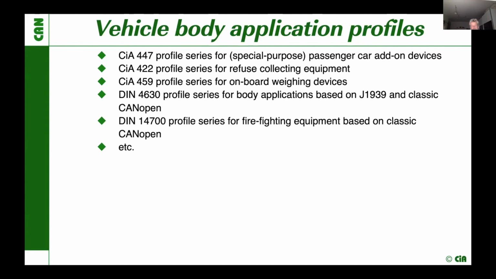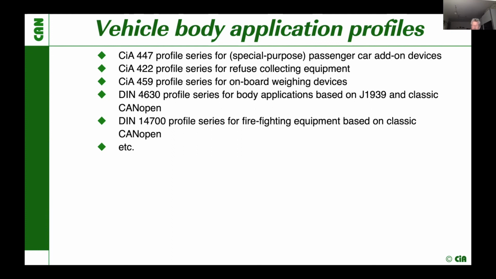And not released by CiA, but by DIN, we have the DIN 4630 profile, which describes the body application network based on J1939 or classic CANopen. And we have the DIN 14700 profile for firefighting equipment based on classic CANopen.